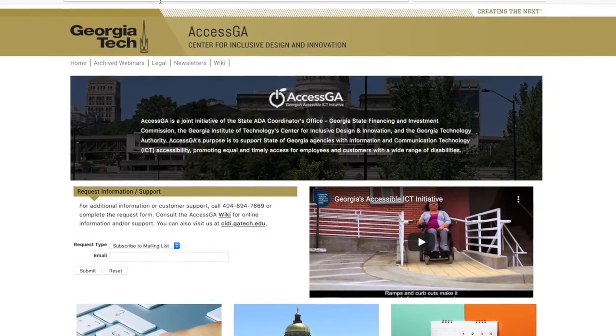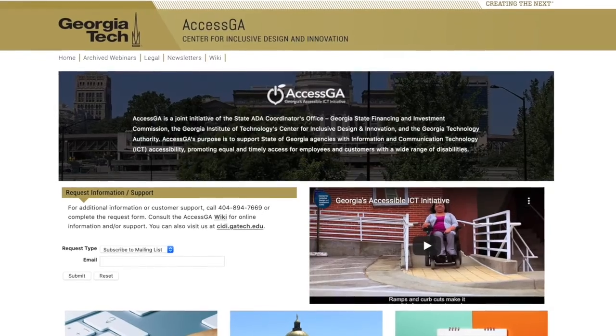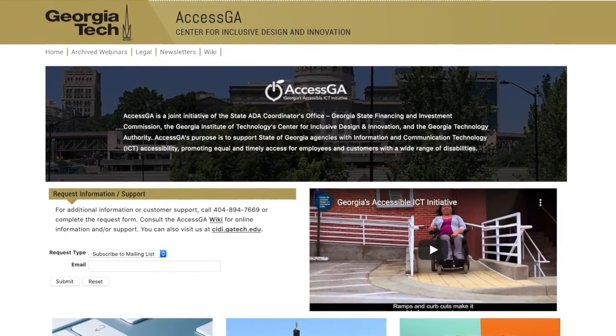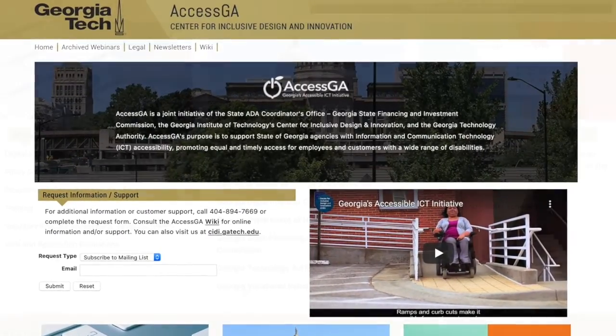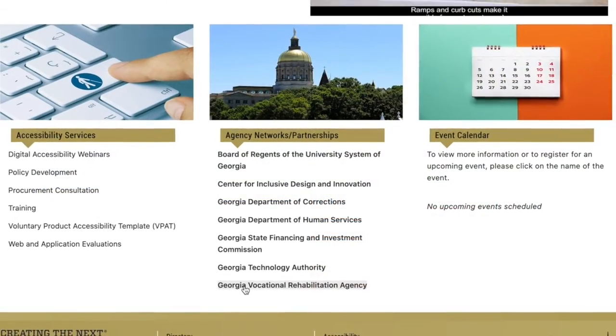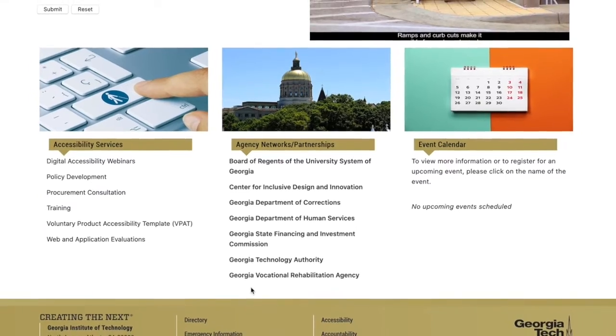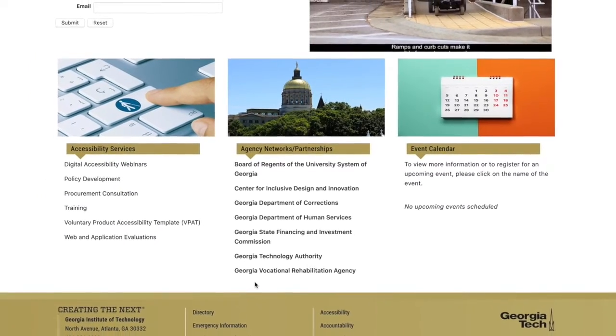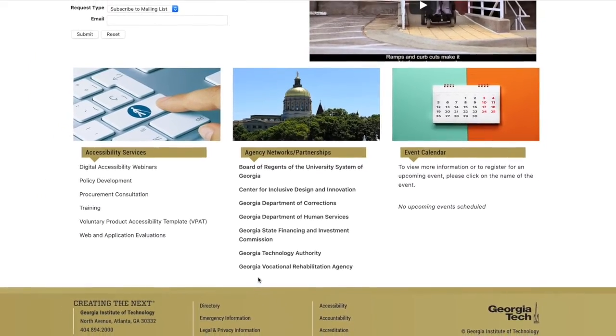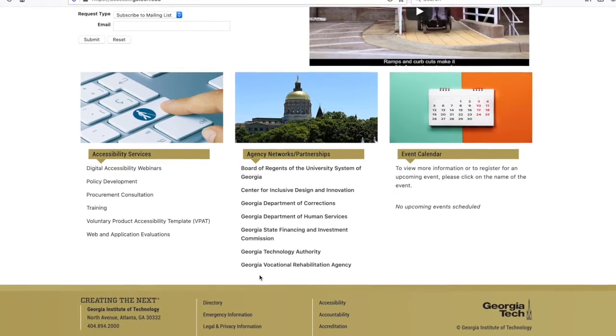One more initiative of CIDI is Access GA, Georgia's Accessible ICT initiative. Its design and purpose is to support Georgia state agencies with information and communication technology, ICT, accessibility, promoting equal and timely access for employees and customers with a wide range of disabilities. Learn more about Access GA at the CIDI website.